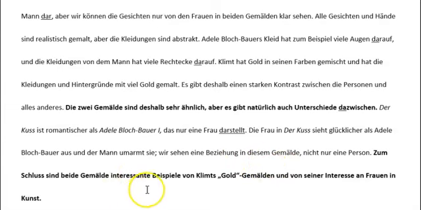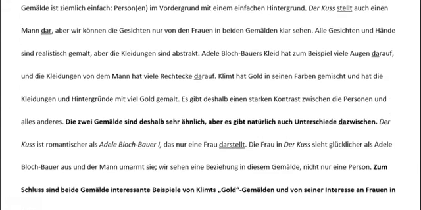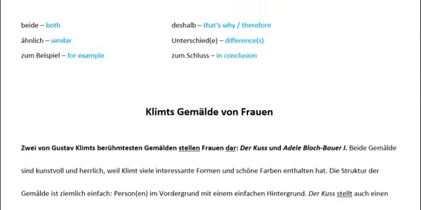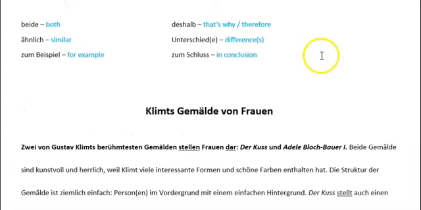Alright, zum Schluss sind beide Gemälde interessante Beispiele von Klimts Goldgemälden und von seiner Interesse an Frauen in Kunst. Alright, I will link the copy of this paragraph for you. I encourage you to print it and make yourself some notes, especially about those few vocab words that are new. And what I really want you to take from this, I know you're not going to remember all of the vocabulary, but these up here that I highlighted would be really useful for you to keep handy whenever you are going to do something in writing, especially if you practice deshalb and zum Schluss. Putting those in there is fairly easy and can really help your writing a lot.